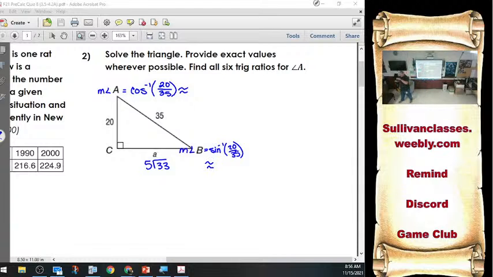Now remember, you can find one, and then because they're complements, you can just subtract from 90 to get the other. You don't have to do the full calculation for both. If you just found one, subtract from 90 and say approximately whatever the other one is. I'm pressing the sine and cosine buttons. What should I be really careful about right now?